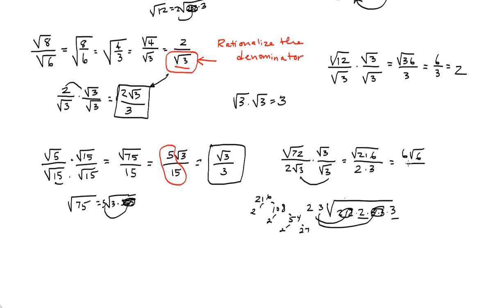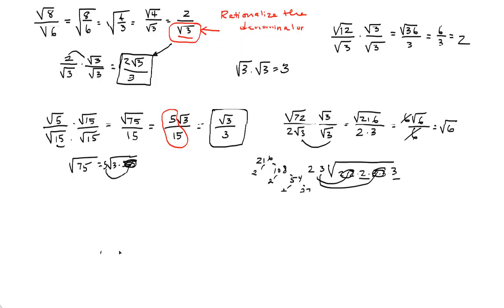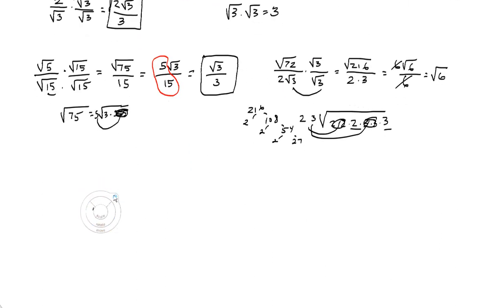Right? But that's over 6. So what happens? Bam, bam. We're left with radical 6 as my answer. That's the final answer. Okay? That problem might have been easier if we had simplified radical 72 to begin with. And I'll leave you to do that.